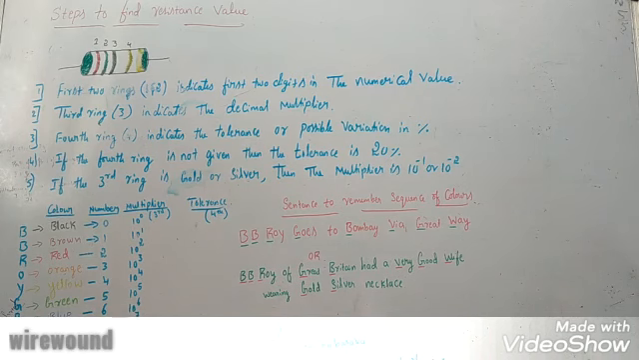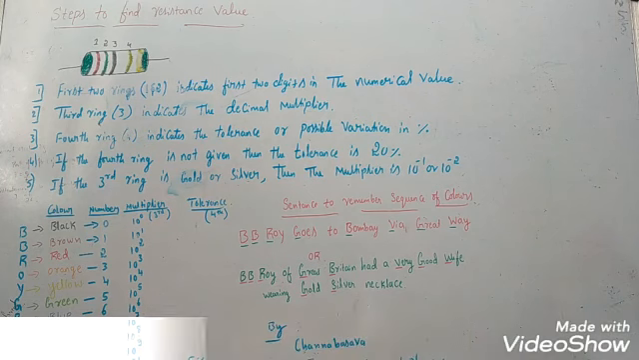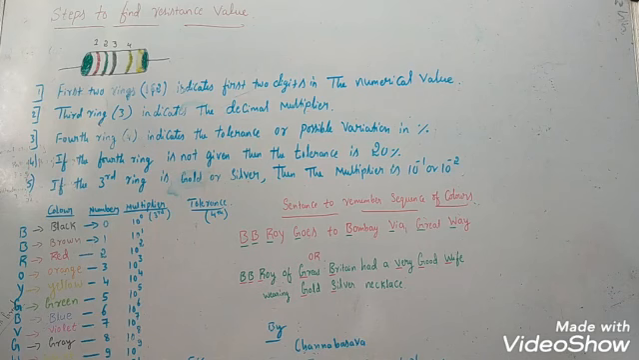Let us come to the wire wound resistors. Wire wound resistors are made by winding wire of an alloy such as nichrome or manganese. They are used in resistance boxes.